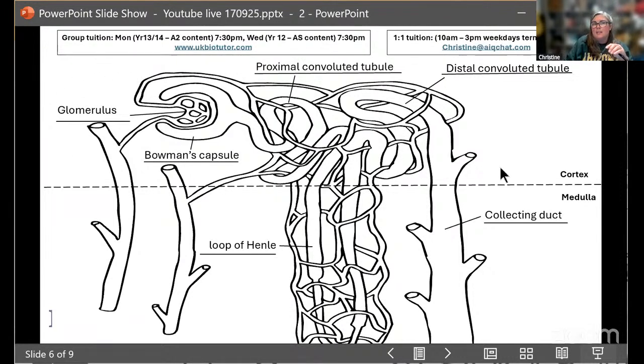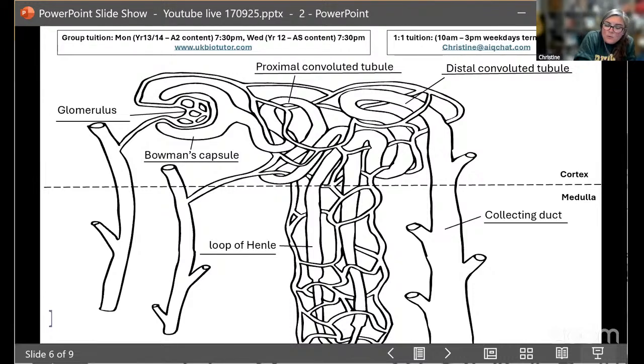So you can quite clearly see everything is up here in the cortex, except for the loop of Henle and the collecting duct. What's the loop of Henle? I saw it as a topic, but oh, you haven't started it yet. So the loop of Henle is the region where the water gets reabsorbed back into the body for it to be collected for going back into the collecting duct. And I'll go through what's happening there.